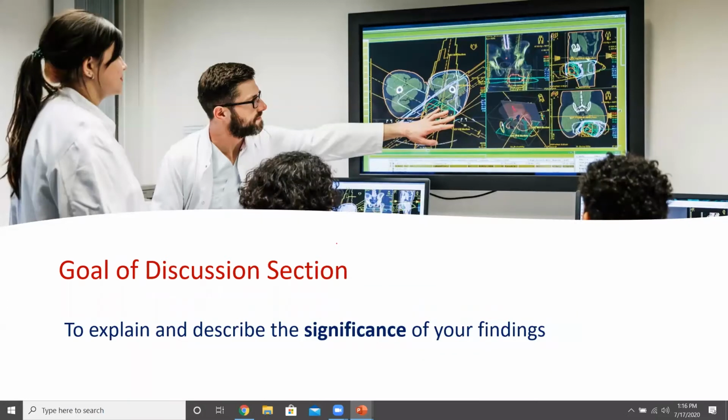Now, why did I write significance in bold? Because if I simply say I'm just going to describe the findings, and this is the goal of the discussion section, then where does this bring me? It brings me back to the results section, because in the results section, you're actually describing the findings.